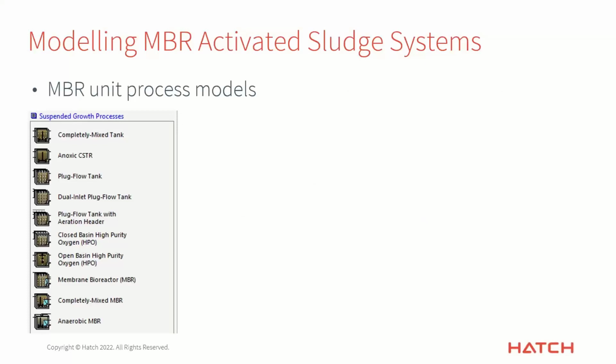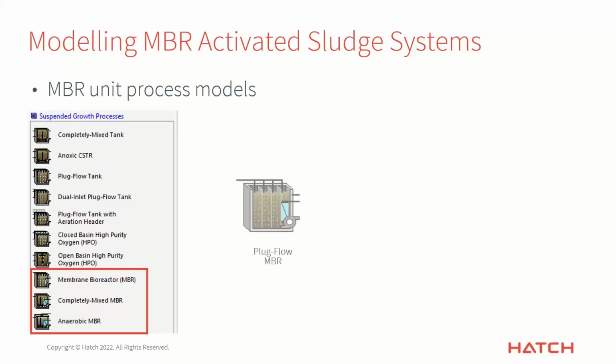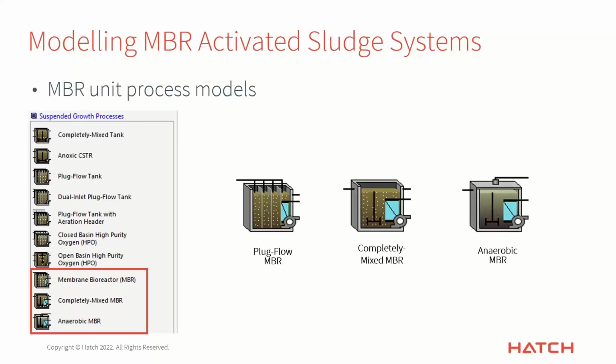You can find all of our MBR units by opening up the suspended growth processes, where you find all of the regular activated sludge processes. Towards the bottom there, you'll find the membrane bioreactor. That's the plug flow version on the top there. We then have the completely mixed version of that. And then, of course, the anaerobic MBR that I mentioned earlier as well.